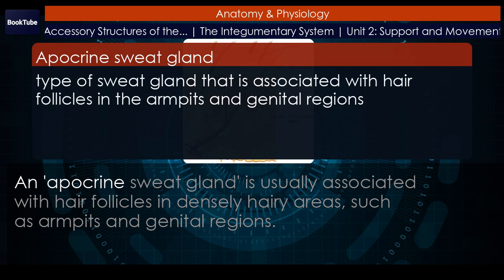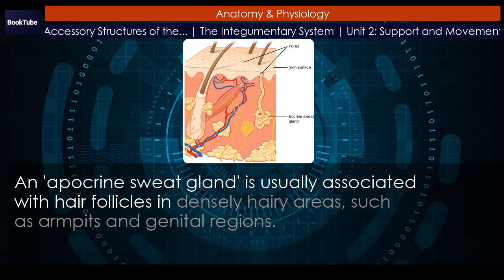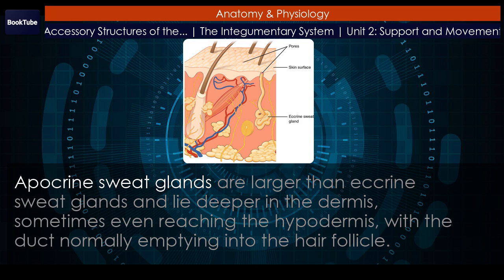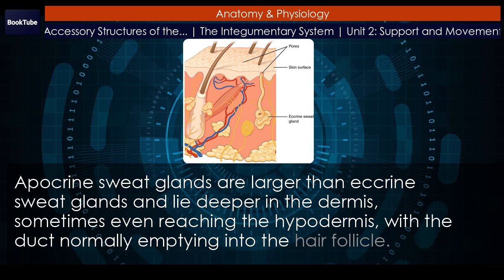An apocrine sweat gland is usually associated with hair follicles in densely hairy areas, such as armpits and genital regions. Apocrine sweat glands are larger than eccrine sweat glands and lie deeper in the dermis, sometimes even reaching the hypodermis, with the duct normally emptying into the hair follicle.